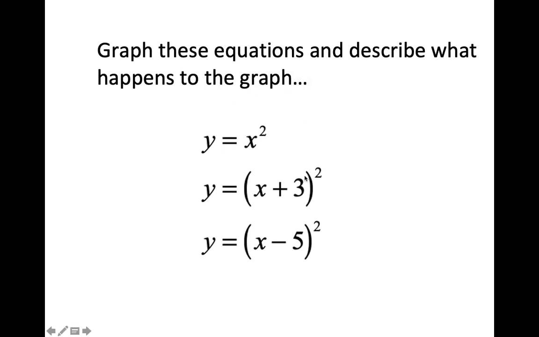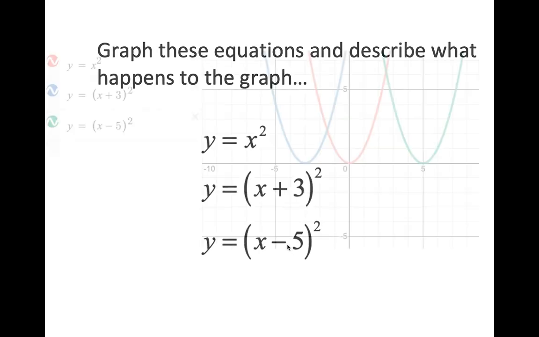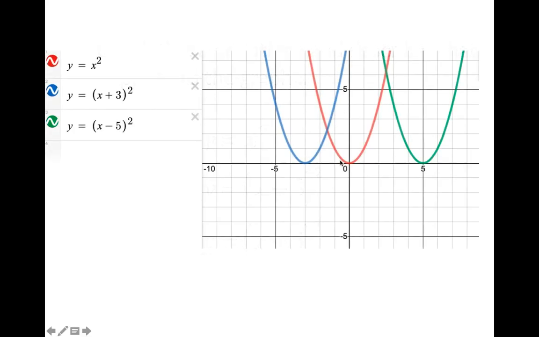Next, if I take a number and put it inside with the x, if I add a 3 and subtract a 5, let's take a look at what happens. So my ordinary one is the one in red. Now, when I added a 3, the blue one, it went to the left 3. 1, 2, 3. And when I used the green one, subtracting by 5, it went to the right 5. 1, 2, 3, 4, 5.